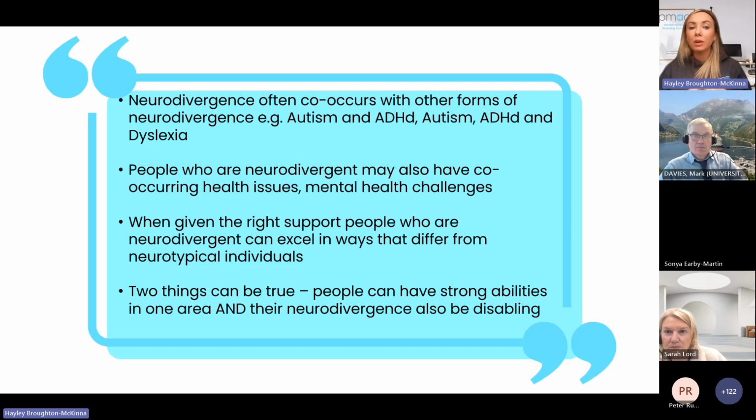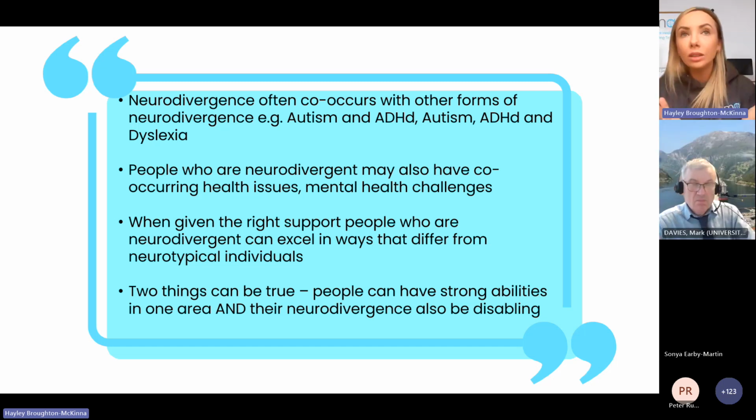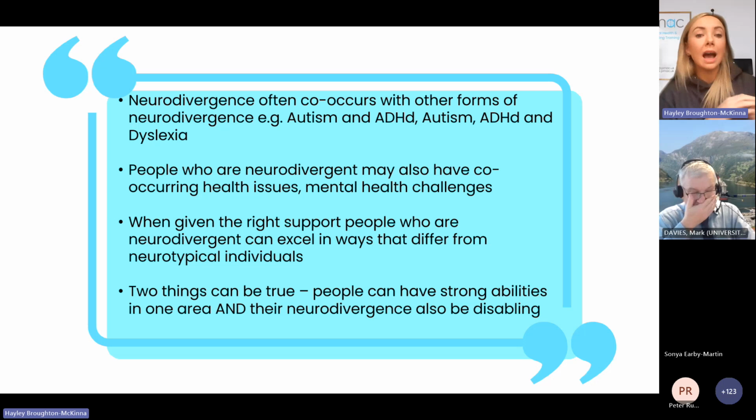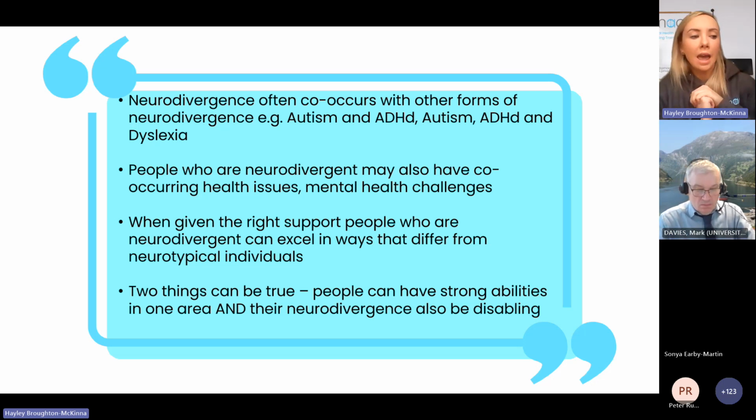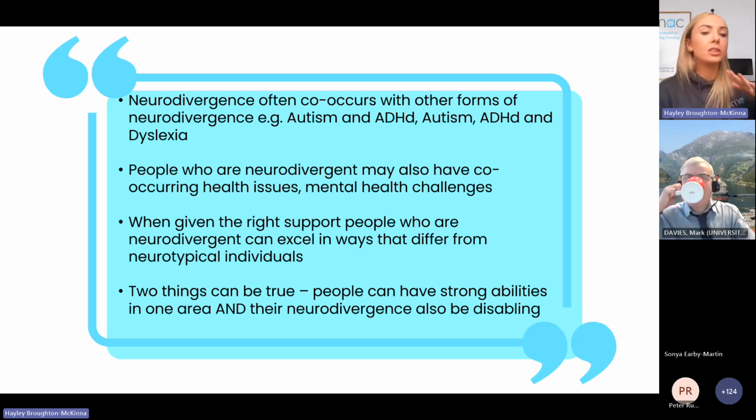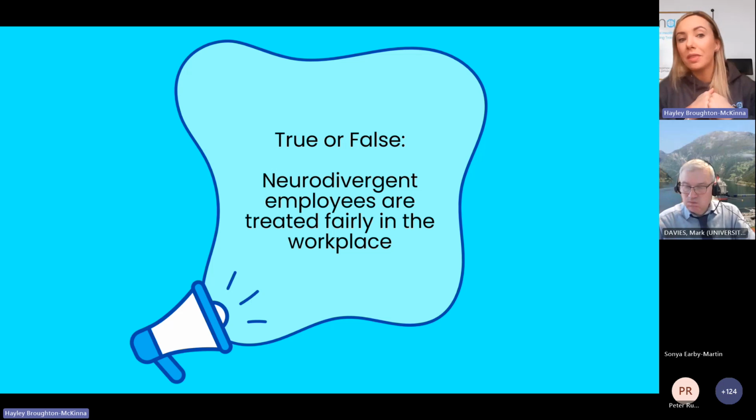And when people are given the right support, they can excel. And there are legal obligations here that we're going to touch on later, and moral obligations. And just like we said, both things can be true at the same time, that people can have strong abilities in one area, and their neurodivergence can also be disabling, essentially. So again, we're not having to aim for one overarching view here, just take each individual and their perspective as it comes.